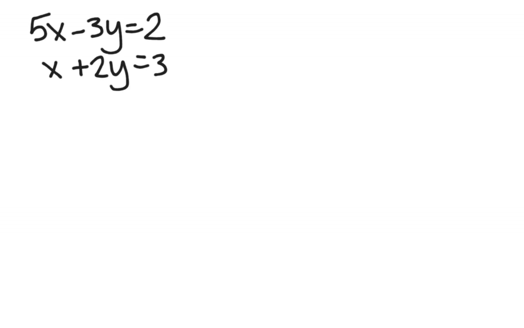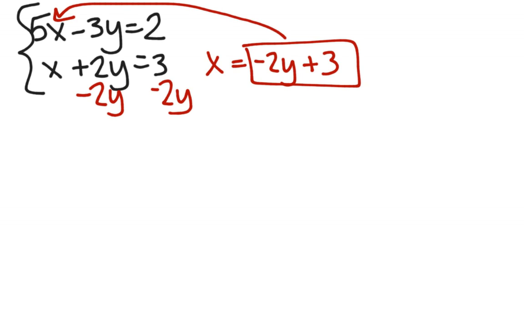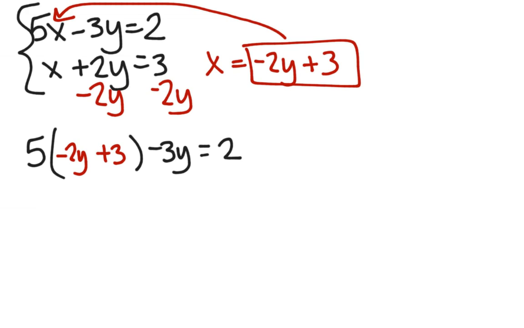Let's try another one. 5x minus 3y equals 2, and x plus 2y is equal to 3. In this case, there's only one x by itself. There's no y that could potentially be by itself. So we're going to solve the second equation for x. Subtract 2y from each side, and I have x equals negative 2y plus 3. We are going to substitute this into the first equation for x. It says 5 times x. So again, x is now a quantity. So I have 5 times the quantity negative 2y plus 3. Still subtracting 3y, it's still equal to 2.